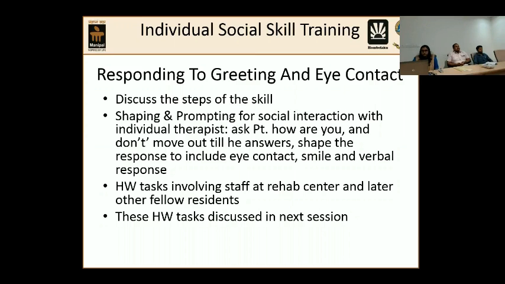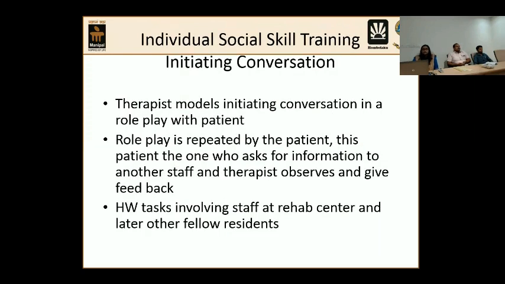Another aspect of this individual training was to initiate conversation. So this time, the therapist models a role play with the patient himself, wherein a topic is taken and they are initiating a conversation. So the therapist is the one who initiates the conversation. Once this role play is done and discussed, about what went right and what could have been improved, the role play is repeated by the resident.